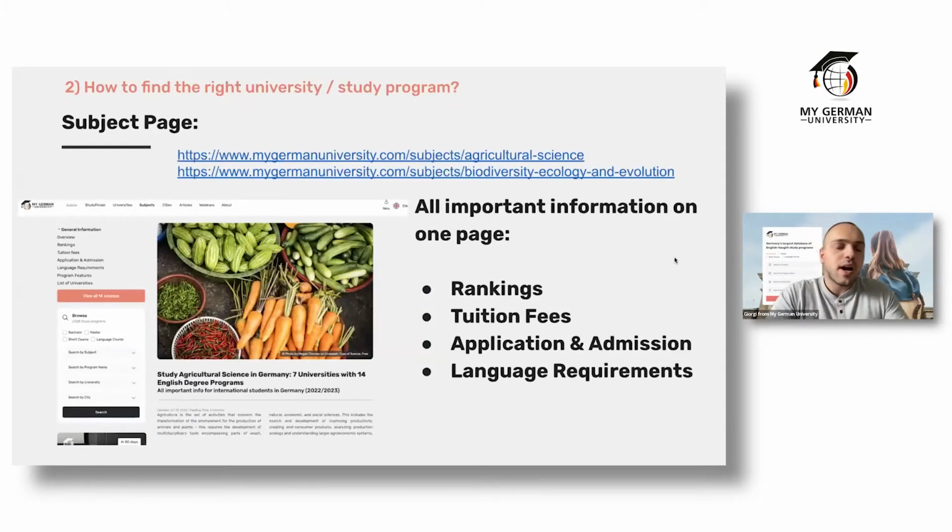For those who are, let's say, newcomers and do not know what to expect from studying ecology or agriculture in Germany, my suggestion would be also to check out our subject pages, which we have for each subject. There you'll be able to find some general information, for example, about the rankings of the universities offering these kinds of programs, tuition fee ranges that you should expect, or application language or admission requirements. So it's quite useful to have a bigger picture of what you should expect when you want to come to Germany and study one of these programs.